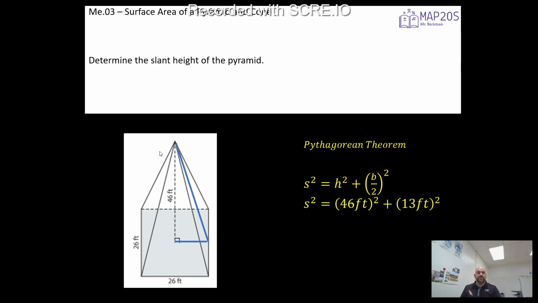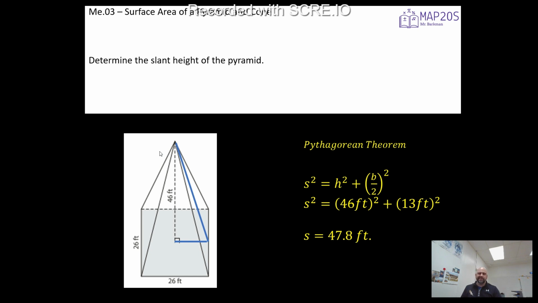I'm going to put my values in. The height of this pyramid is 46 feet. The base is 26, so half the base is 13. Therefore, we put that in: 46 squared plus 13 squared is going to give us a nice big number. I don't remember the exact number, but when we take the square root of that to get S by itself, we're going to get 47.8 feet, which is slightly longer than 46, which is what we're looking for.